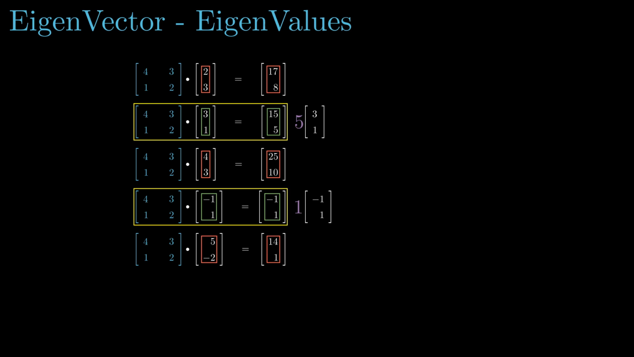To recap, vectors that don't change direction after matrix transformations are eigenvectors, and the amount by which they're scaled is called the eigenvalue.